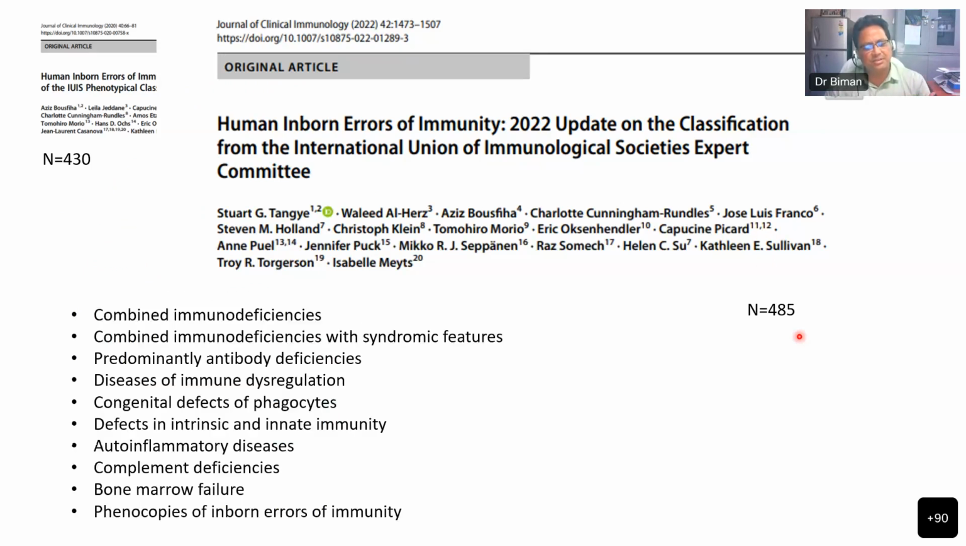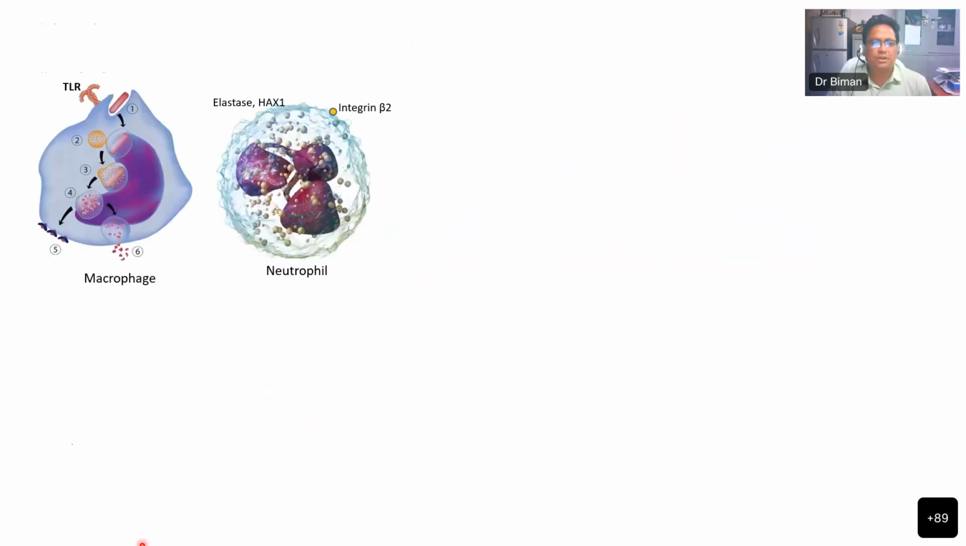This classifies the immunodeficiencies into 10 categories, which are combined immunodeficiencies with syndromic features, predominantly antibody deficiency, diseases of immune dysregulation, congenital defects of phagocytes, defects in intrinsic and innate immunity, autoinflammatory disorders, complement deficiencies, bone marrow failure syndromes, and phenocopies. So these are the 10 categories, and we'll try and cover some of these today in this talk.